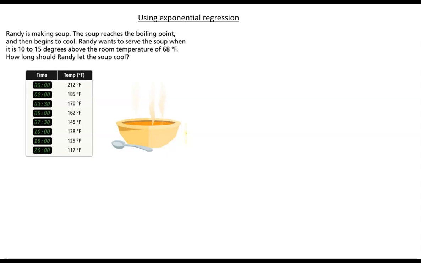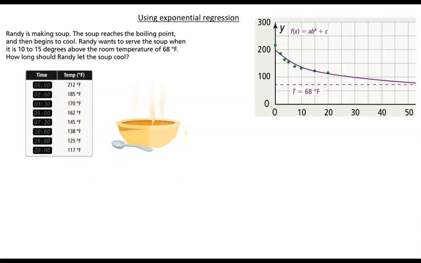So we have some data. We see that initially it was at boiling point, 212 degrees. 2 minutes later, it was at 185 degrees. 3.5 minutes later, it was at 170 degrees. So we don't have any consecutive values, but we do have some data. Now, if we graph those points, we would see that it's not a linear type of graph that we get. The best fit would give us an exponential regression. It's cooling at an exponential rate.